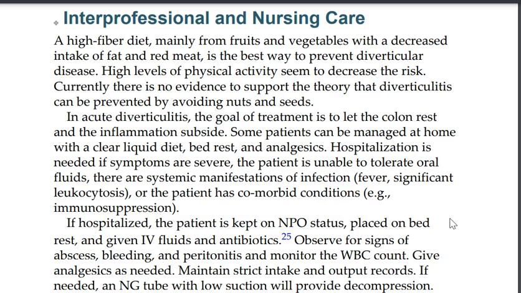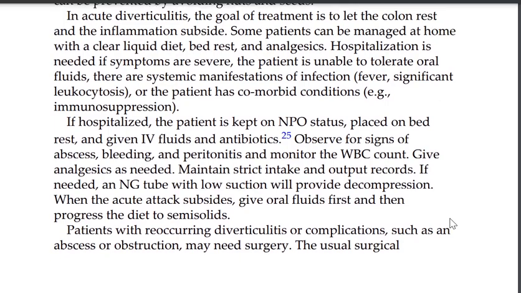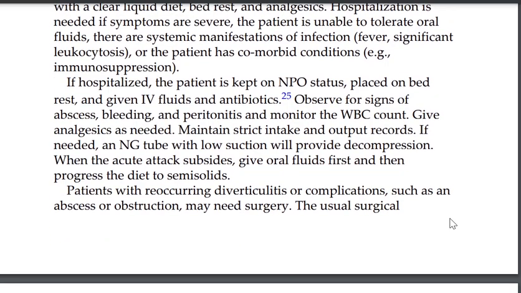In acute diverticulitis, the goal of treatment is to let the colon rest and the inflammation subside. So sometimes we can do clear liquids, bed rest, and pain meds, but other times they're going to do hospitalization and maybe antibiotics and things like that. If we go in the hospital, they're probably going to be NPO and on bed rest, IV fluids, and antibiotics. There you go, right there.